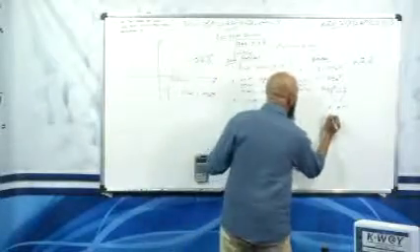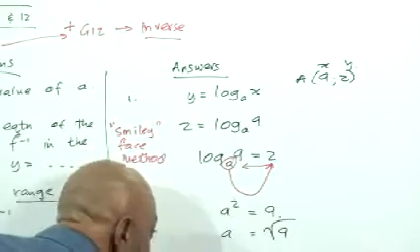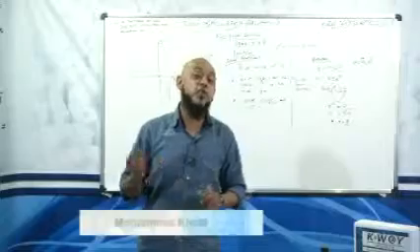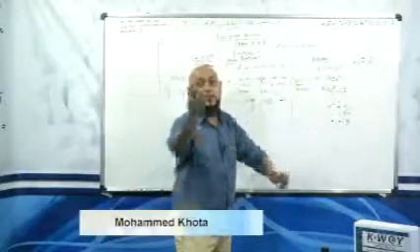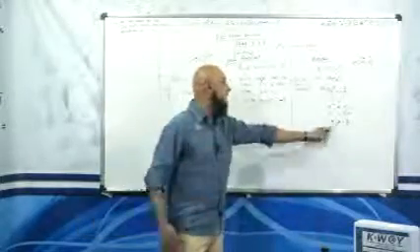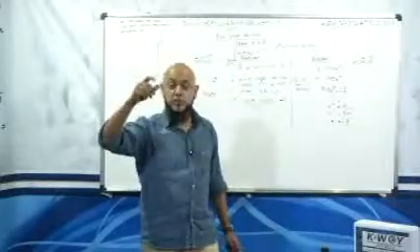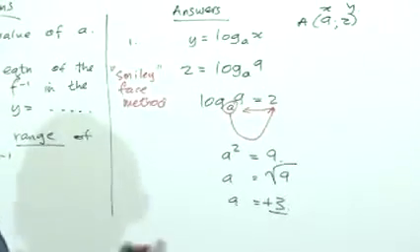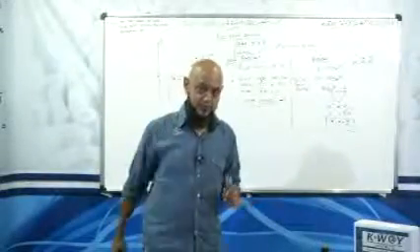a squared is equal to 9. a is equal to the square root of 9. a is equal to only positive 3. Why? You might say, but isn't the square root of 9 positive or negative 3? Yes, it is. But in a log, can we ever have a negative base? No, we can't. It's always a positive base. Therefore a is only equal to the positive root of your constant. So a is equal to 3. What was the question? Find the value of a. a is equal to 3. Game over. We've answered question number 1 and we've got ourselves 3 to 4 marks.